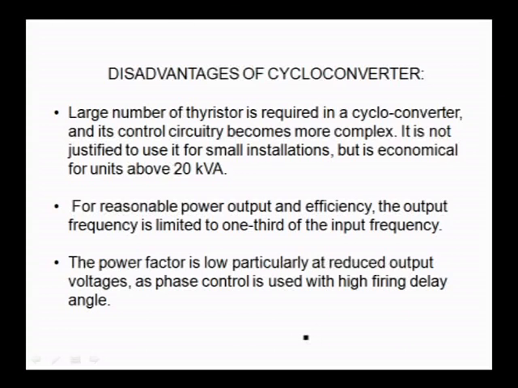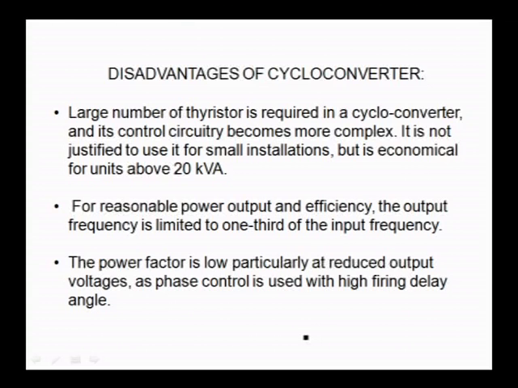For reasonable power output and efficiency, the frequency is limited to 1/3 of the input frequency. We have seen that if the source frequency is 60 hertz, the output frequency we got was 20 hertz in a single phase down converter. In a 3 phase to single phase we got 12 hertz. For reasonable power output and efficiency, low output frequencies are preferable and more advantageous to use. The frequency range I already told you, between 0 to 20 hertz, is economical to use: low frequency, high power.